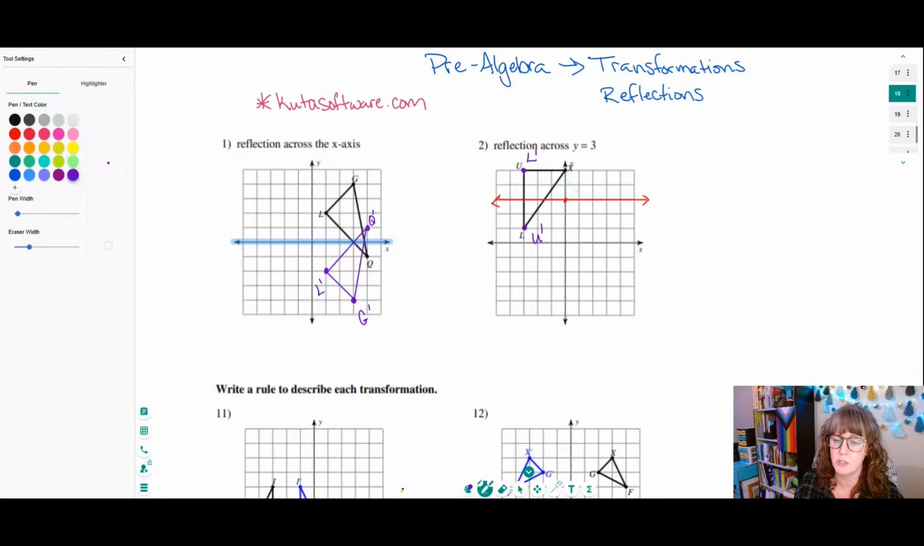And then X is 2 units above the line. So then X prime is going to be 2 units below the line. And then we're going to, again, connect those points.